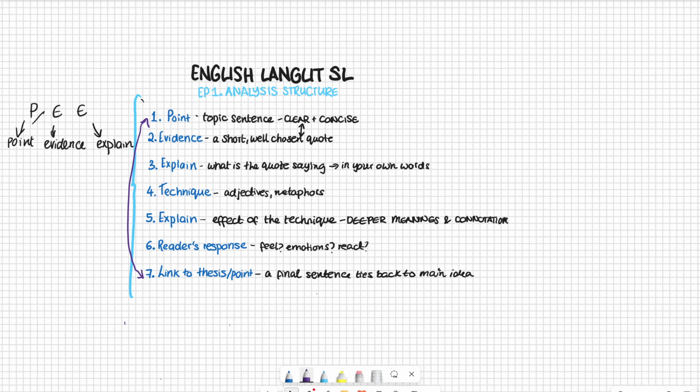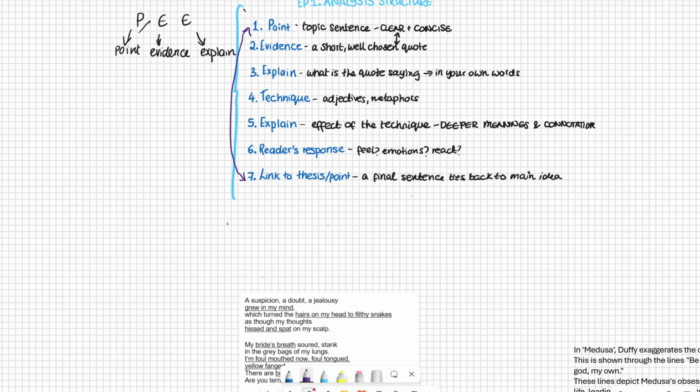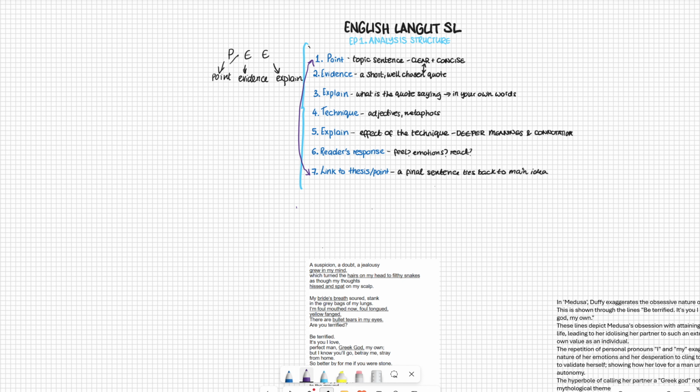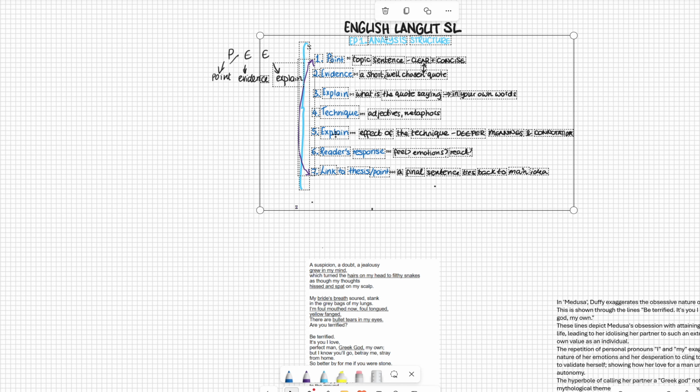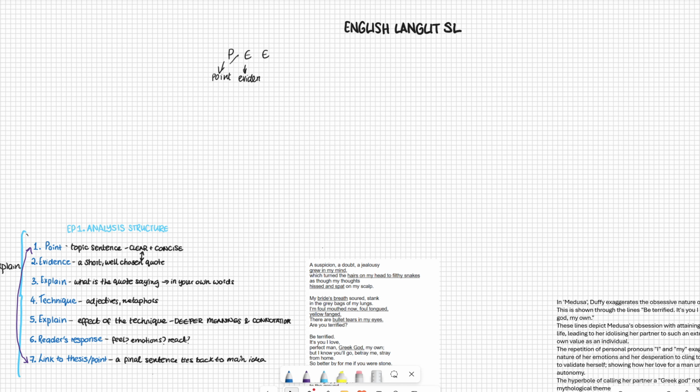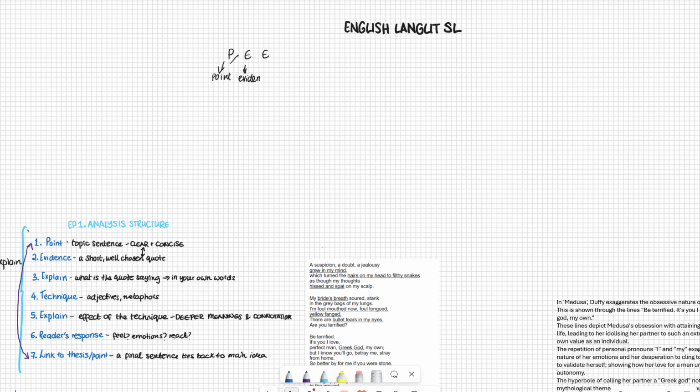Now, let's take a look at this structure in action. We're gonna identify this particular structure, and we are going to, I took this with me.